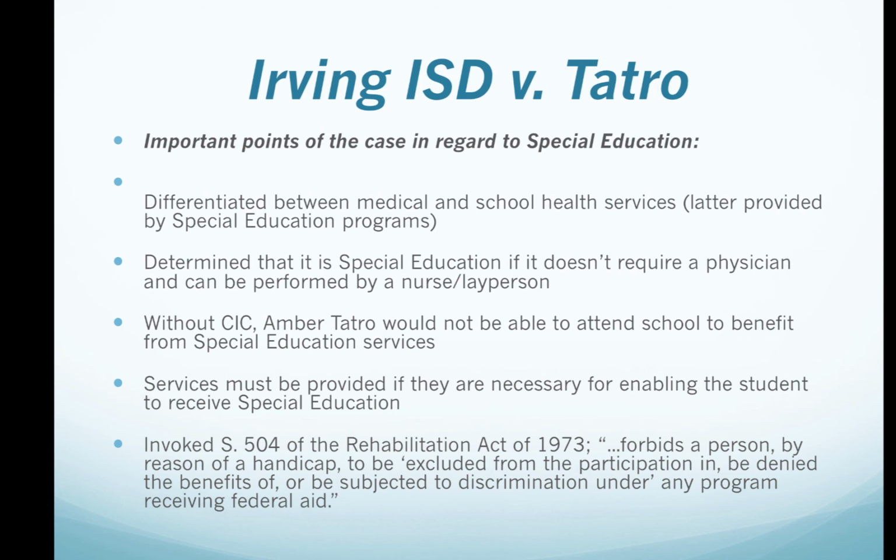Now, if you see the very last bullet, it said that it forbids a person by reason of a handicap to be excluded from the participation in, be denied the benefits of, or be subjected to discrimination under any program receiving federal aid. Big deal. But a medical procedure is more like mapping for cochlear implants. That is a medical procedure, whereas clean intermittent catheterization or suctioning or something like that is not.